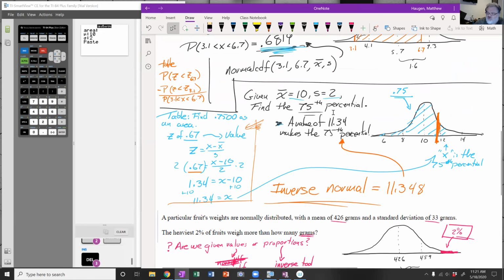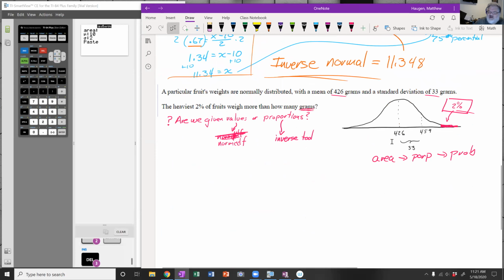Well, up here, we put in the 0.75. The problem asked for the 75th percentile. So it asked for where is it 75%. So we put in the 75%. But it wanted 75% and down. That's what our tool naturally wants to give us.